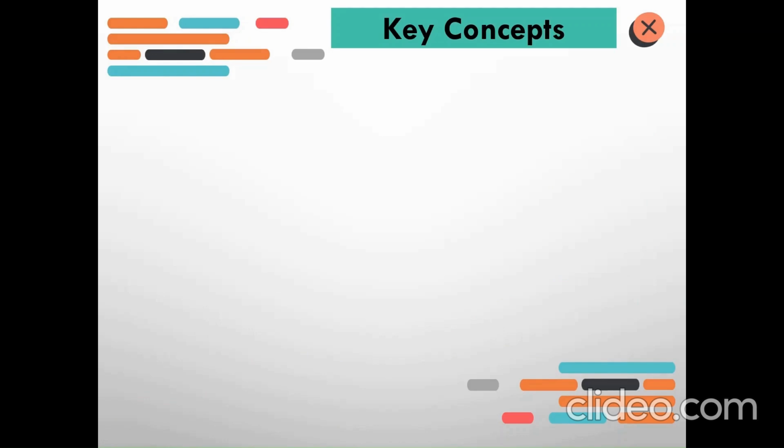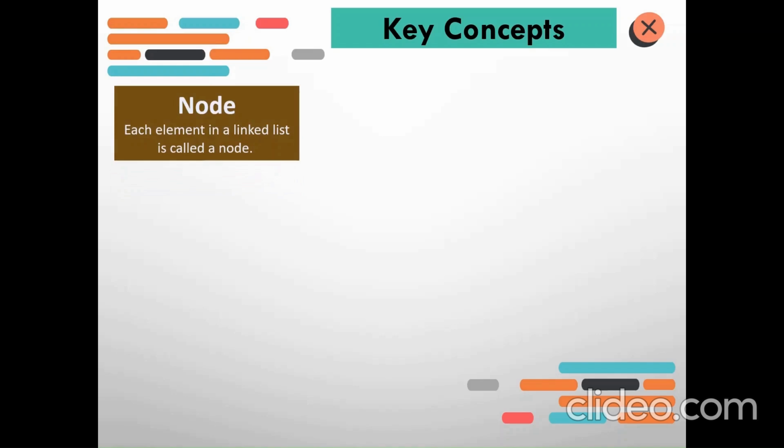So coming on to the implementation part. Before doing the implementation part, let us see some key concepts that we should know first before going on to the actual implementation. So the first one is the node. So what is a node? Each element in a linked list is called a node. So it basically has two parts, the data part and the link part. Data stores the actual data that needs to be stored, and then you have a link part which stores the address of the next element, which is generally represented by a pointer that we'll be seeing shortly.